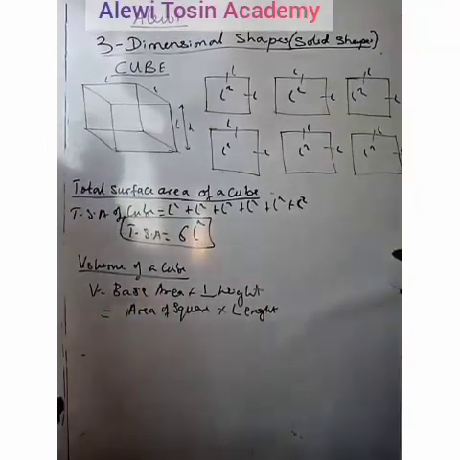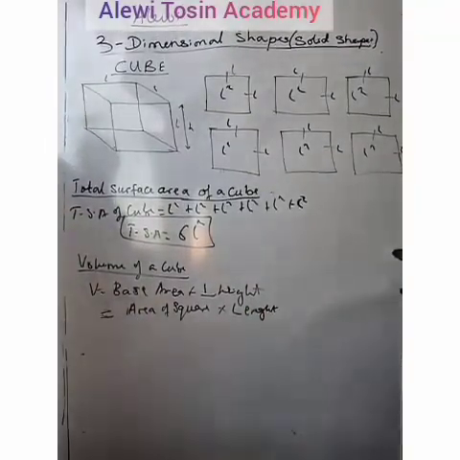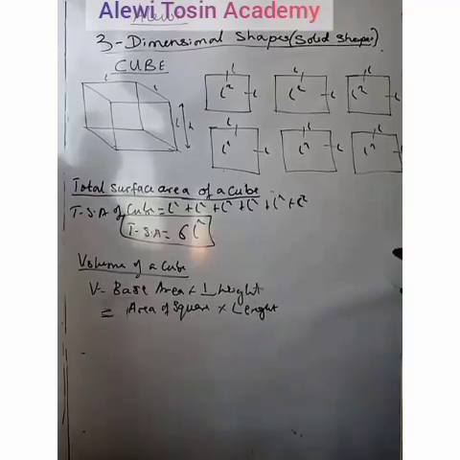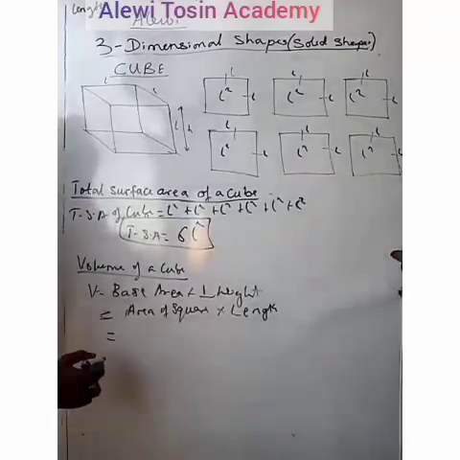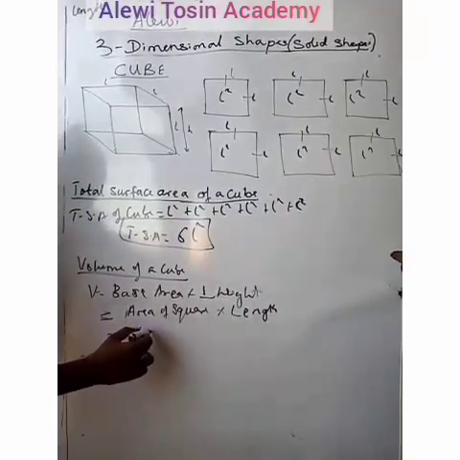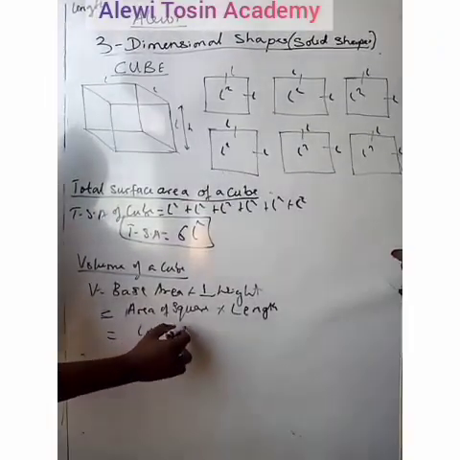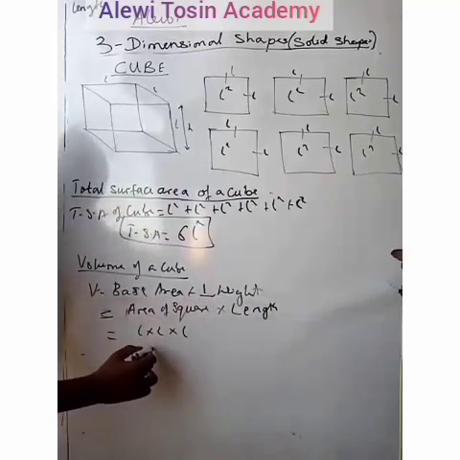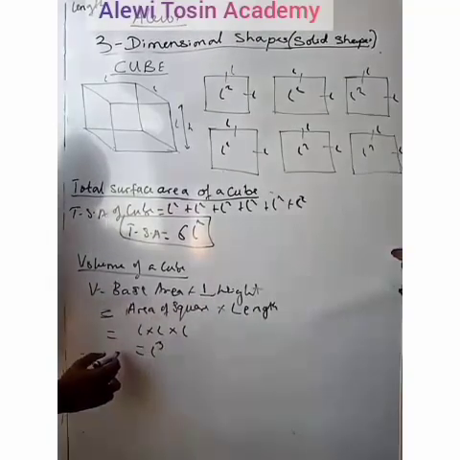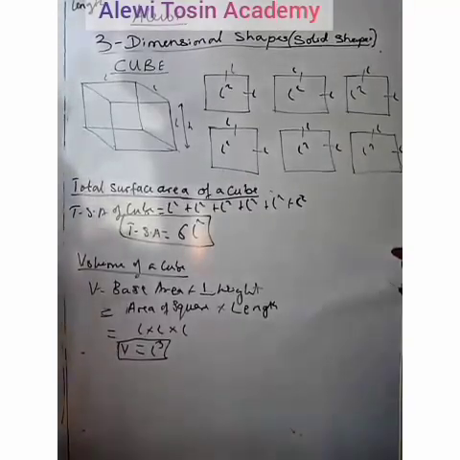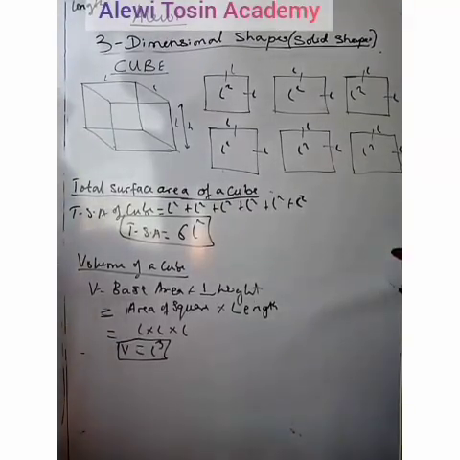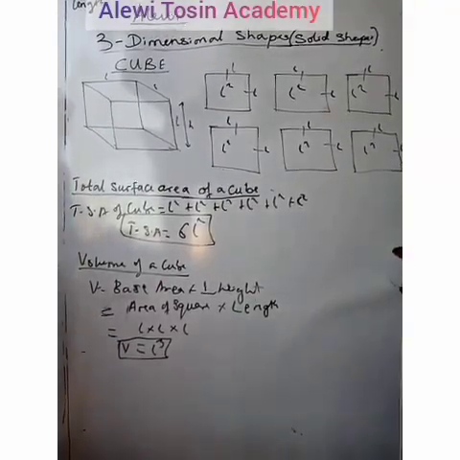Now, so we say that the area of a square is length times length. So the area of the square now is L times L, which is L square, times the L, which is what? L cube. So the volume of a cube is equal to what? L cube. Now let's take some examples on this.